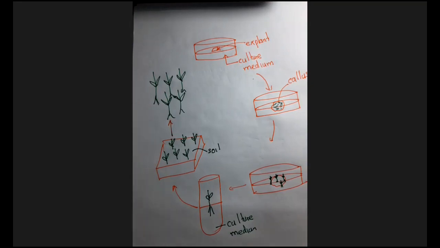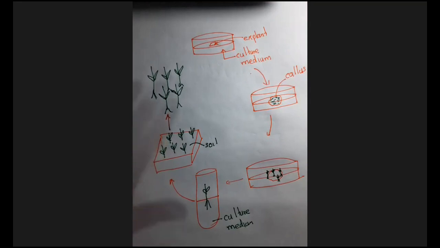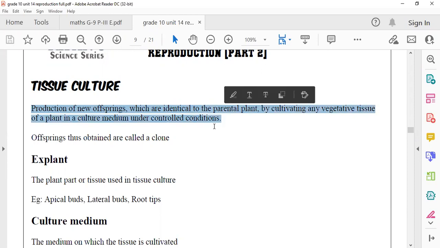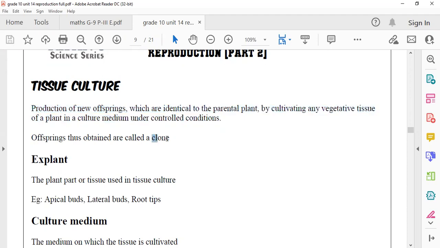In tissue culture, you have to draw this diagram and mark the details. What tissue culture is, is mentioned to you here: production of new offsprings which are identical to the parental plant by cultivating any vegetative tissue of a plant in a culture medium under controlled conditions. In vegetative reproduction, you know that all the offsprings that come are the same. When they are the same, we describe them by the word clone.